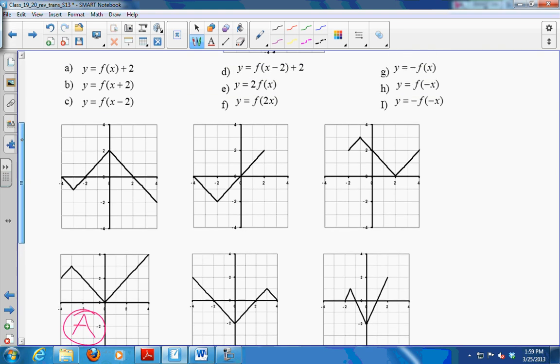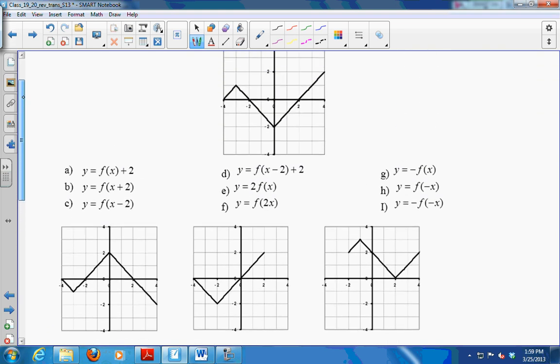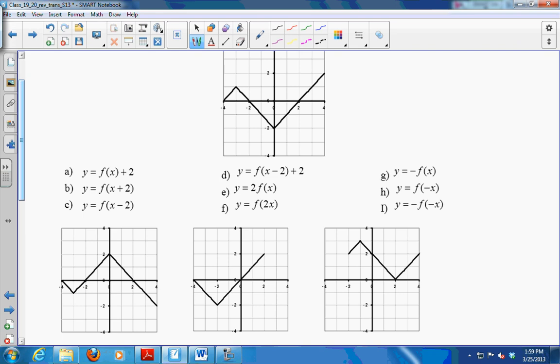All right, so for B, this is f of the quantity x plus 2. So this time I'm adding 2 to my input instead of adding 2 to my output. So if I add 2 to my input, what kind of transformation does that cause? Horizontal shift to the left 2 units. So I'm looking for a graph that looks like this one, but shifted left 2 units.